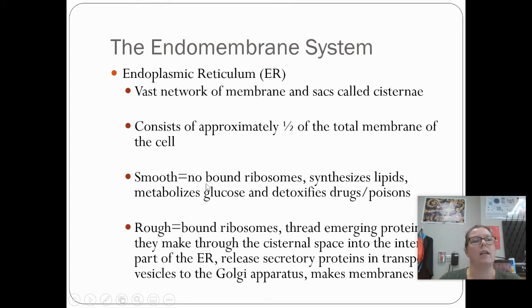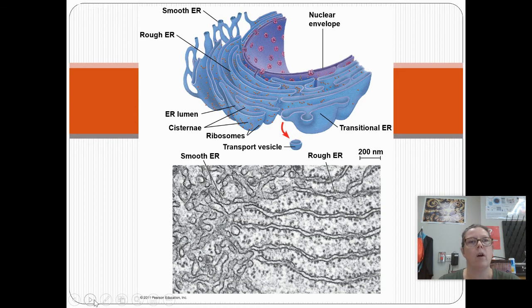The smooth ER has no bound ribosomes. Remember, ribosomes make proteins, right? So the rough ER that has bound ribosomes is generally going to be used for making and packaging and modifying and getting ready to send out proteins, whereas the smooth ER is going to be involved in the synthesis of other things, other non-protein components. It also can help with metabolism of glucose, detoxification, like converting toxins from the cell into harmless chemicals and things like that. All right, so there's the ER.